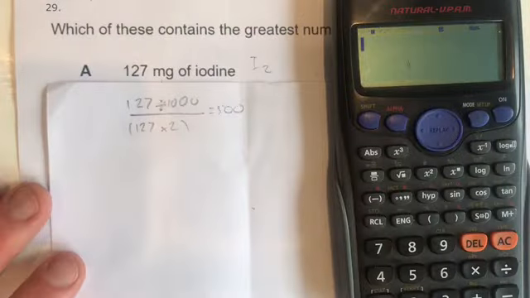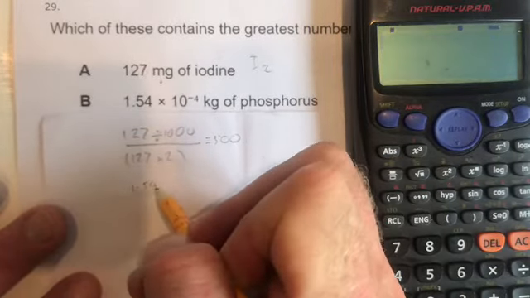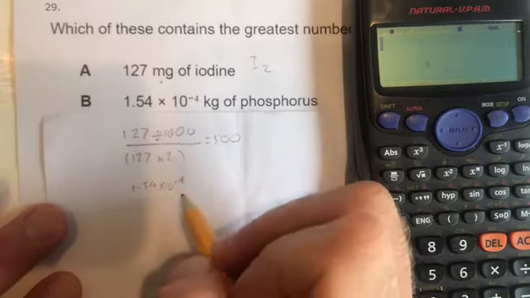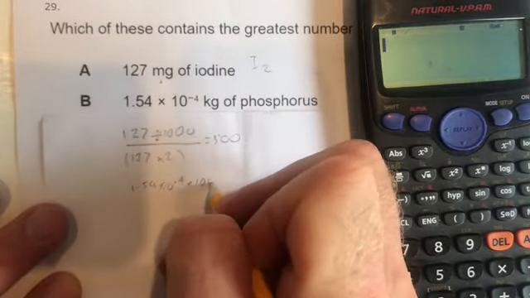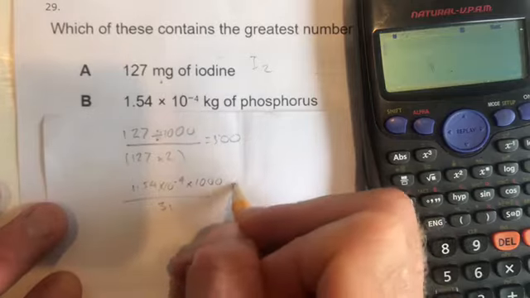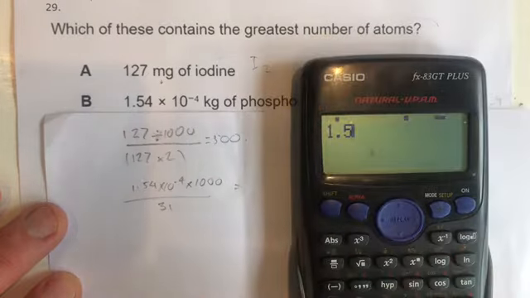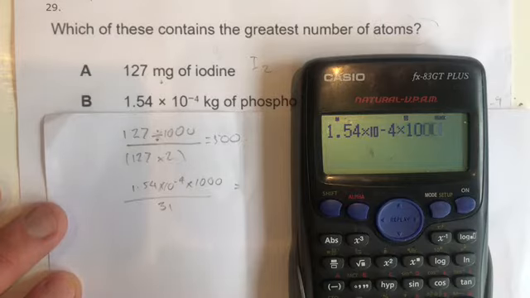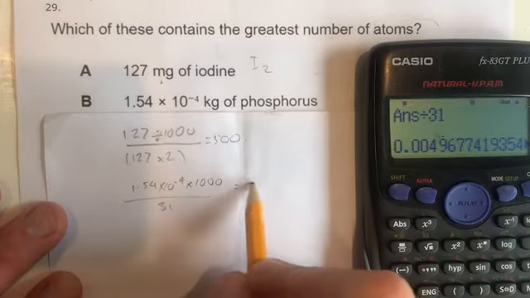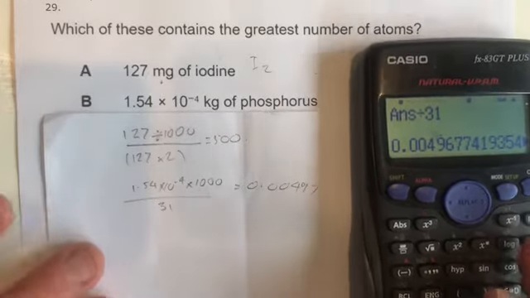Right, next one. 1.54 times 10 to the minus 4 kilograms. If I want that in grams, this time I am multiplying by 1,000, and then divided by the relative mass of phosphorus, which I believe is 31. So that looks like it's going to be a relatively small number. Let's just confirm. Times 10 to the minus 4. You probably don't need to do all of this stuff, but I'm just doing it all for fun, really. There we go. Oh, look at that. It's tiny. I don't even need to write it down, so it's definitely not the winner. 9.7.